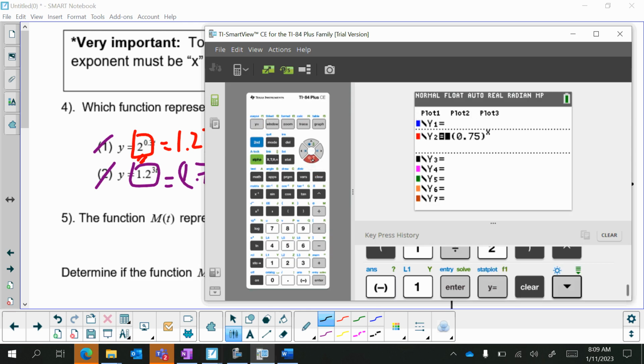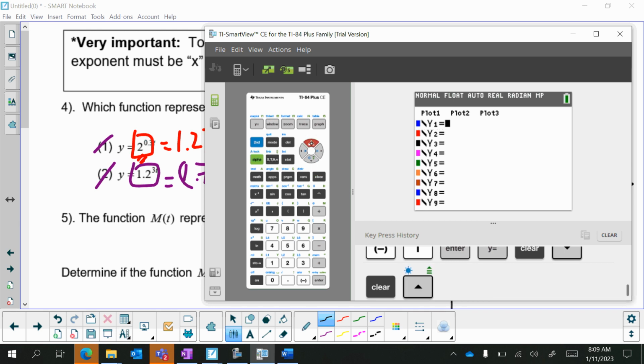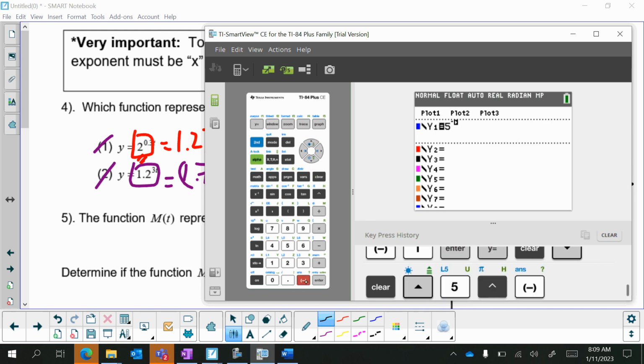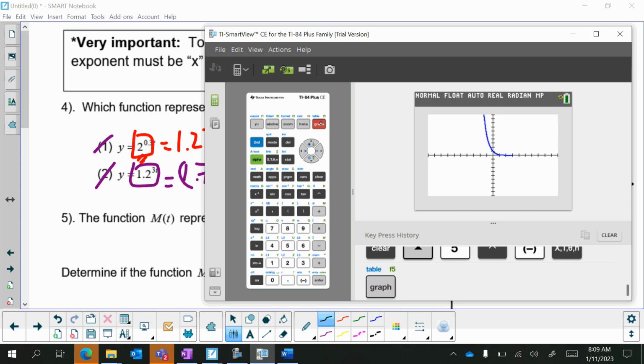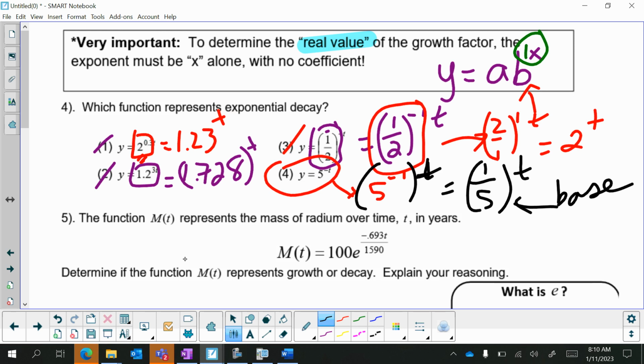Of course. I like to do everything algebraically with you guys, but it is important to note I could have just graphed all 4 choices, and I would have seen that choice 4 was the only one that went down, or decreased, indicating it was decay. But this is the algebraic way to do it: you want your x or your t to be alone. So you want it to be a 1t or a 1x in the exponent, okay? You don't want anything except that when it comes to evaluating your base. That says 1t.